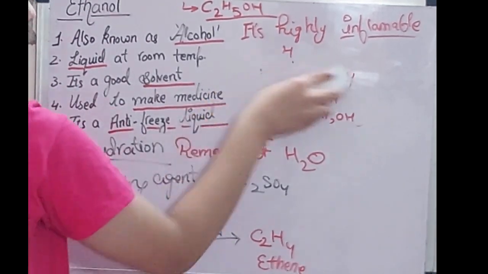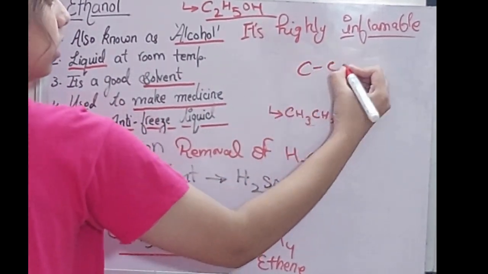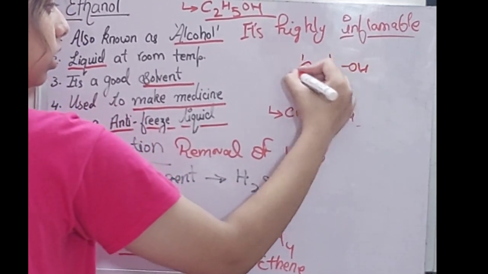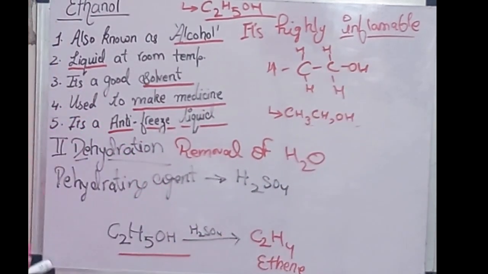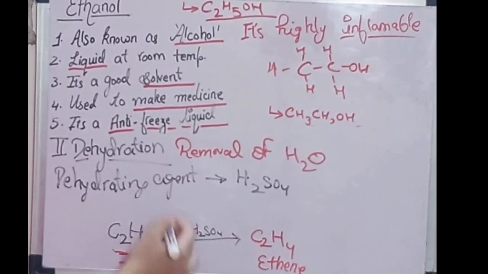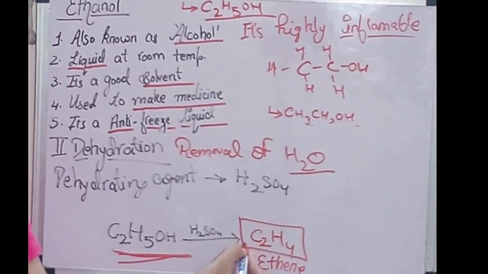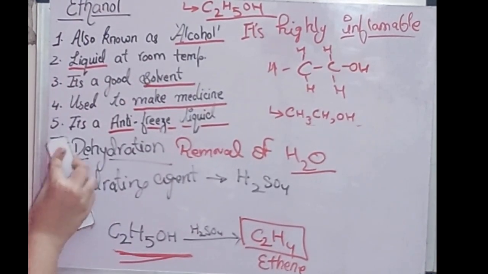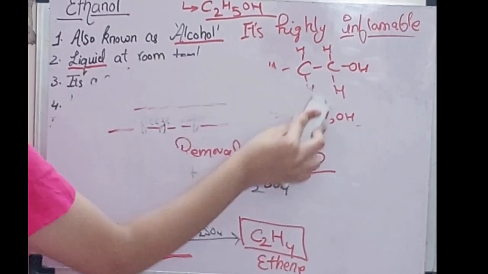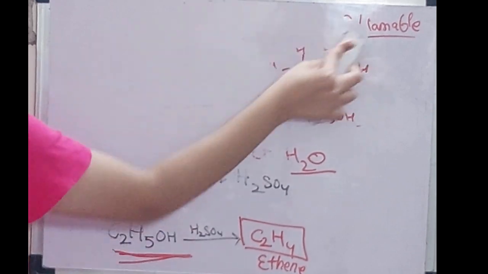Okay, I have to draw it again here. Let me do that first. C2H5OH. Okay, so this C2H5OH is dehydrated, that is H2O, water is removed to give me ethene. Okay, so now let me rub it as well. Let me rub it as whole and tell you the both reactions once again.